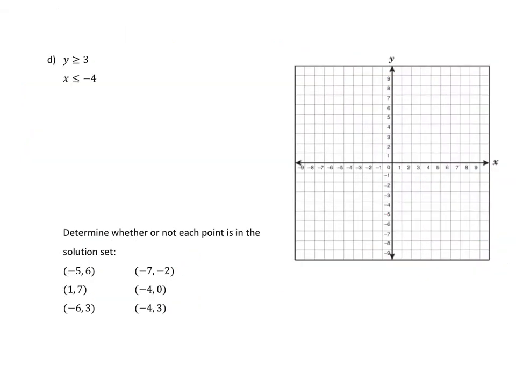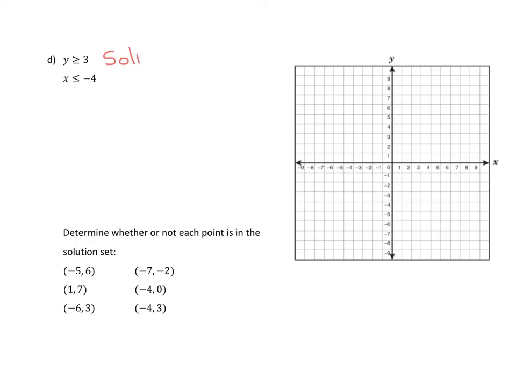Okay, let's jump to D. Remember, when we have equations or inequalities that are y equals a constant and or x equals a constant, they're either vertical or horizontal lines. So for letter D, we have both scenarios. We have y is greater than or equal to 3, which means it's a horizontal line crossing at y equals 3. And x is less than or equal to negative 4, which is going to be a vertical line crossing the x-axis at negative 4. They're both equal to, so I know they're both going to be solid.